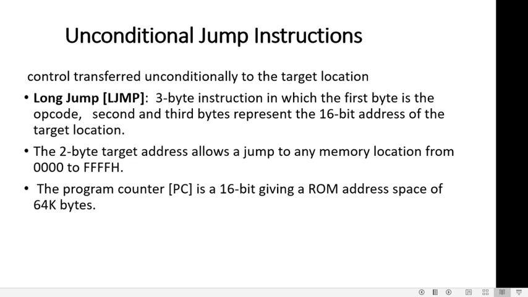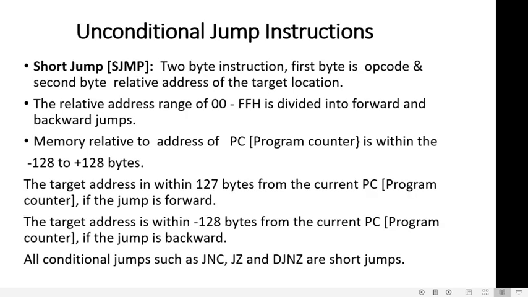This 2-byte target address allows the jump to any memory location whose range is from 0000H to FFFFH. Here the program counter, that is PC, is 16-bit, giving a ROM address space of 64 kilobytes. Now the next unconditional jump instruction, short jump. Short jumps are 2-byte instructions where the first byte is an opcode and the second byte is a relative address of the target location.